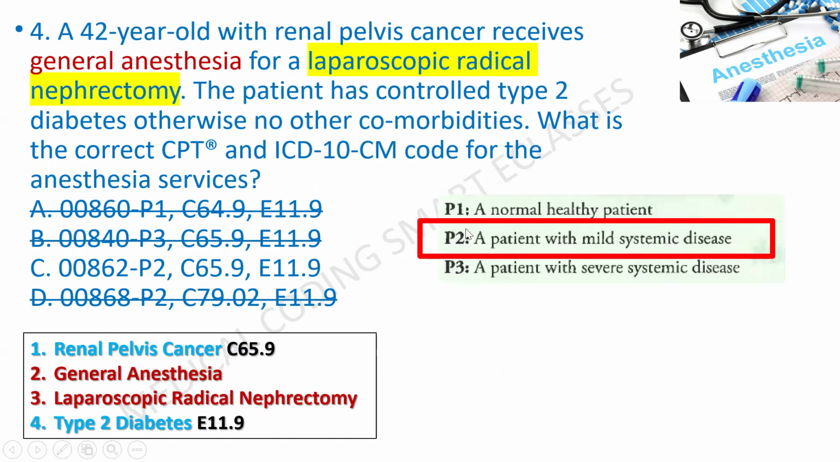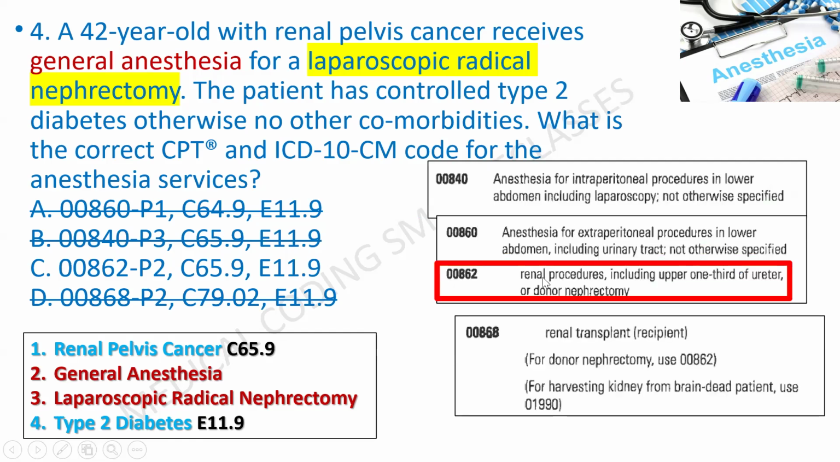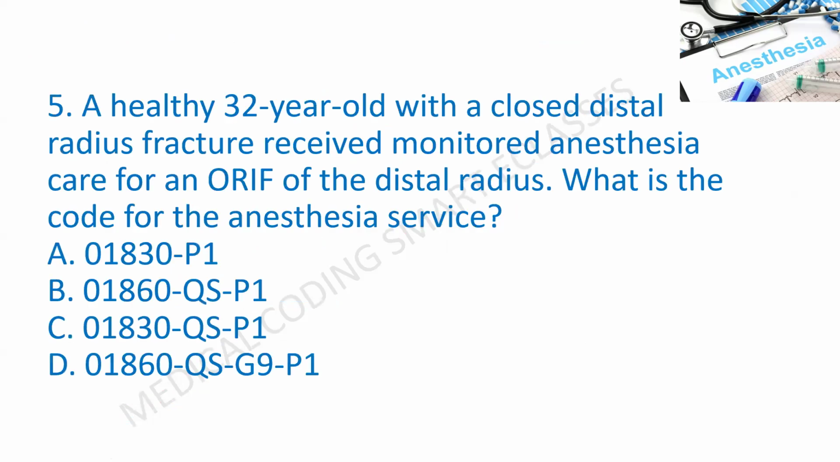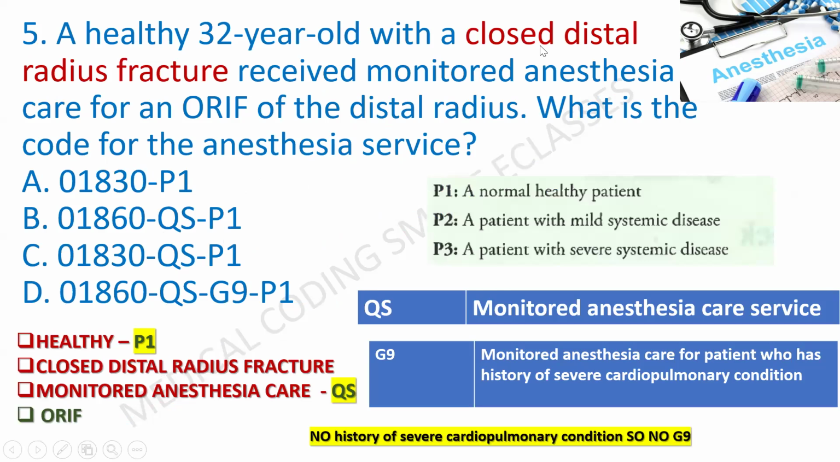Next are the modifiers. Here the patient has only controlled type 2 diabetes, which is a mild systemic disease, so we can take the modifier P2 and remove the other options. So the answer is option C. If we go through 00862 as a renal procedure, P2 we already discussed, C65.9 is renal pelvis cancer and type 2 diabetes is E11.9. The answer is option C.